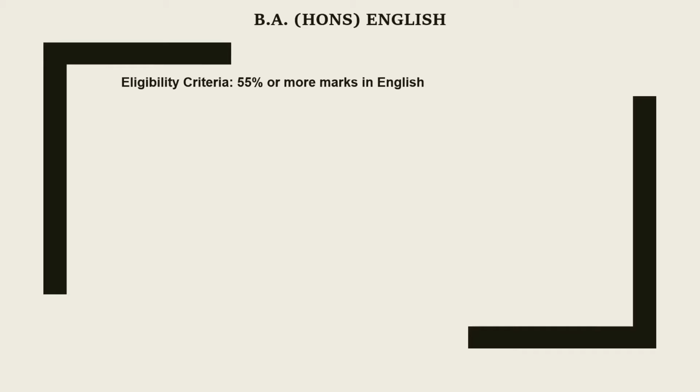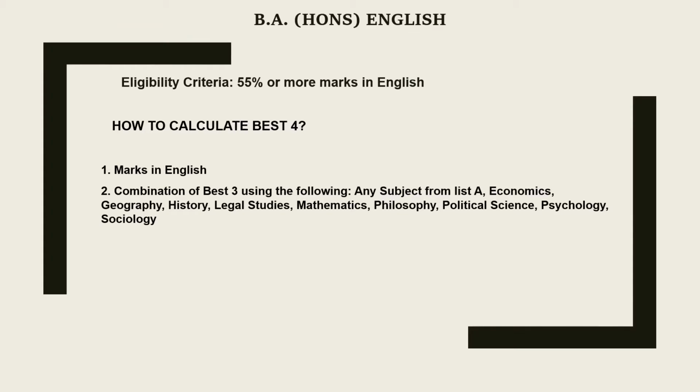Talking about the eligibility criteria that we must follow for English honors, you must have scored 55% or more marks in English. Now how will you calculate your best 4 marks? You take your marks in English, then for the remaining 3 subjects you make a combination using list A. You can choose any subject from list A, but from list B you can choose only those subjects which I have mentioned here, from economics till sociology.